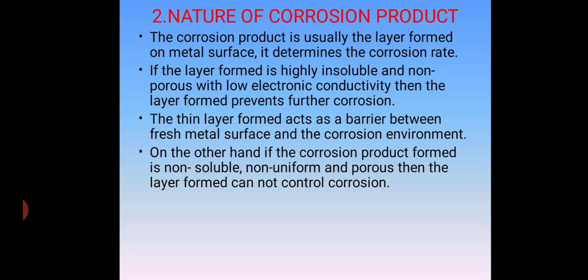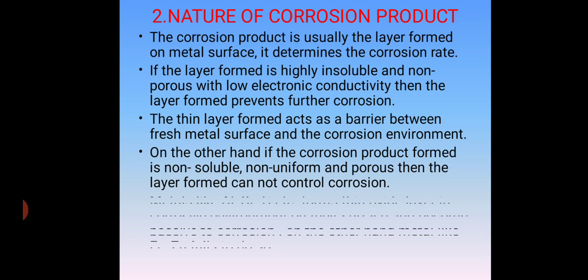But on the other hand, if the corrosion product formed is soluble, non-uniform or porous, then the layer formed cannot control corrosion. If whatever product formed is porous in nature, or if it is non-uniform in nature, then what happens? The layer detaches off or whatever, and then severe corrosion takes place.